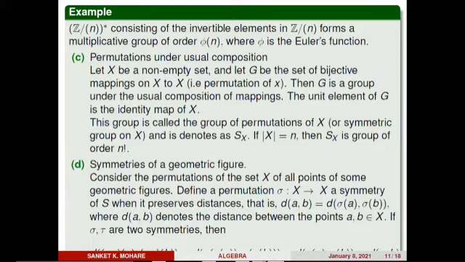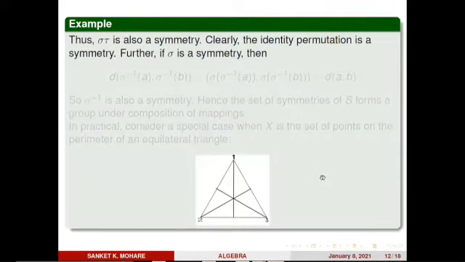Tau of A, and the value of sigma of tau of B is what? Tau of B. So therefore, finally, d of sigma of tau of A, comma sigma of tau of B is equal to what? D of tau of A, comma tau of B. Okay, but tau is also a symmetry. As sigma is a symmetry, tau is also a symmetry, and tau of A maps to A, tau of B maps to B. So that's why d of tau of A, comma tau of B is equal to what? D of A, comma B, by this definition. Thus sigma into tau is also a symmetry.